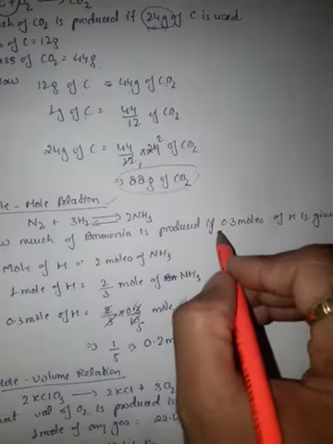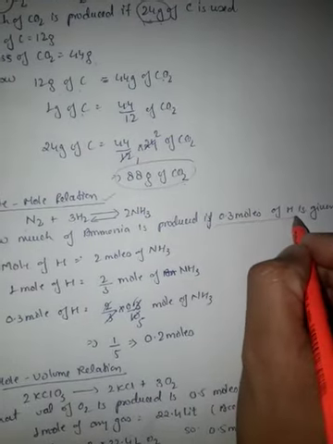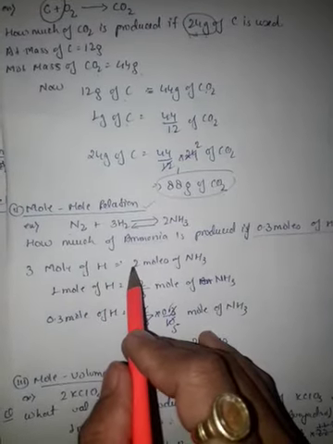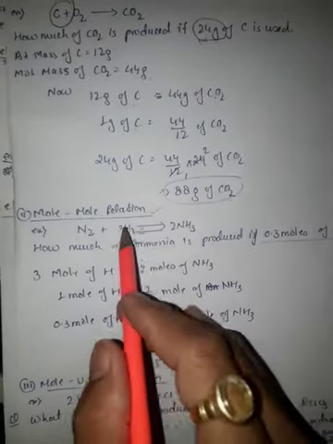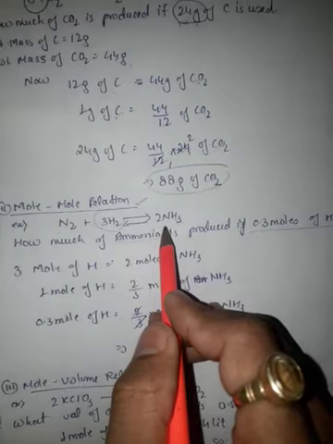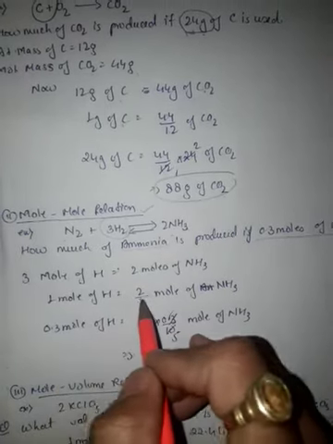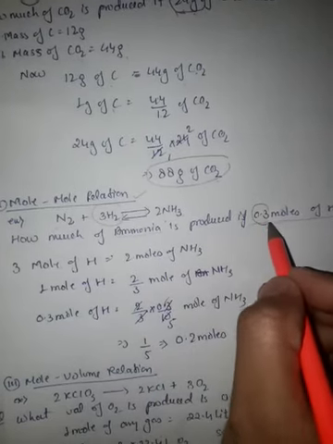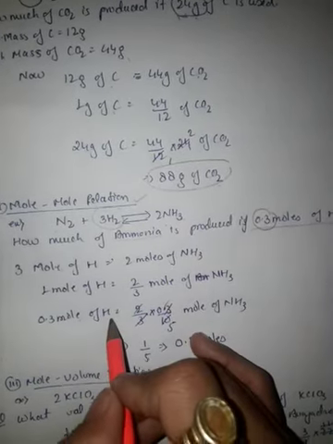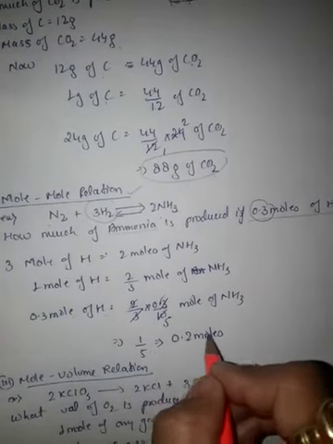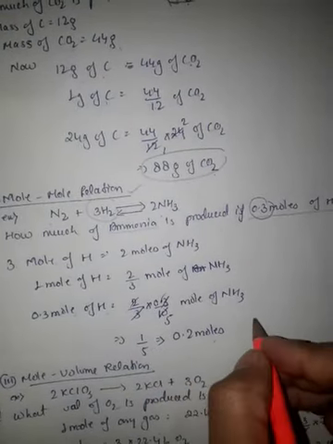मीन्स अगर आपको 0.3 मोल ऑफ हाइड्रोजन दिया जाता है तो कितना अमोनिया वो प्रोड्यूस करेगा. 3 मोल ऑफ हाइड्रोजन इज इक्वल्स टू 2 मोल ऑफ अमोनिया. Here it is all given. 3 moles of hydrogen is used to produce 2 mole of ammonia. Then 1 mole of hydrogen gives 2/3 moles of ammonia. Question is asked for 0.3 moles. So 0.3 moles of hydrogen is equals to 2/3 into 0.3. So you will get 0.2 moles of ammonia.